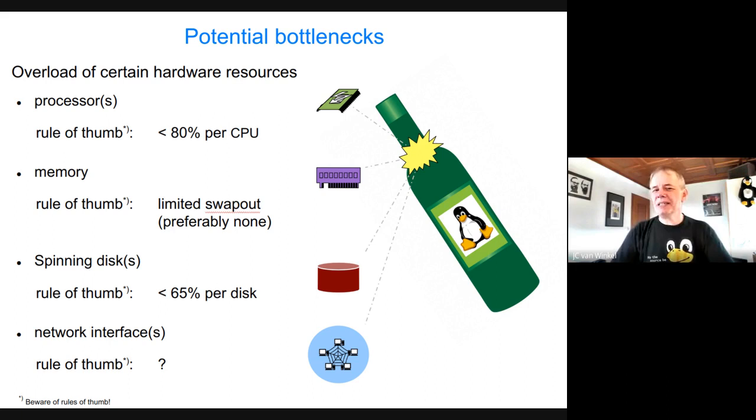Then spinning disks. I'm not talking about SSDs here. Spinning disks have a limited number of IOPS that they can deliver, somewhere around 100 or maybe 200 if you're lucky and have a very fast disk. Getting close to 100% of that IOPS capacity will lead to very long queues in the disk queue, and that will lead to a lot of waiting time. And if you're swapping to spinning disk, that gets even worse.